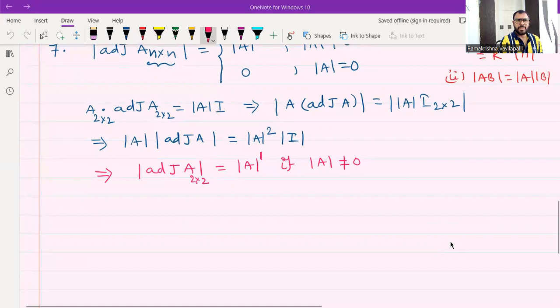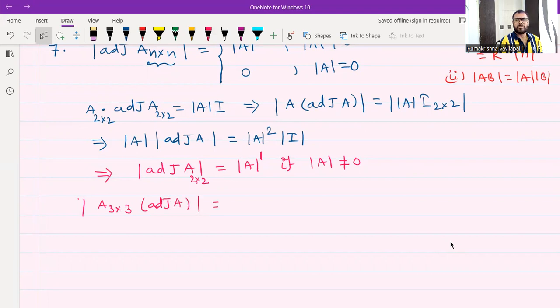If I take determinant of A 3 by 3 adjoint of A equal to determinant of det A into I. You must remember that A into adjoint of A equal to det A into I. So this implies left side one I can write det A, okay, and this is determinant of adjoint of A.